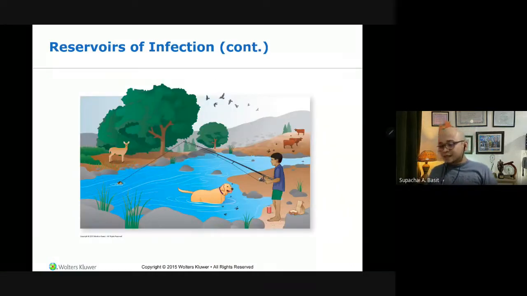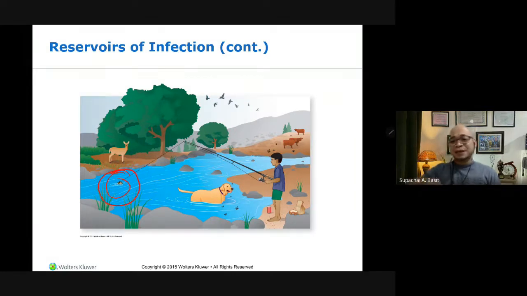In this case, the reservoir of infection. So, for example, the dog poops, and then you get some products from the river. Sometimes this animal poop may contain the larva of a certain parasite, and then you'll be getting fish, for example, and eating fish insufficiently cooked. So, these are the possible sources of infection.